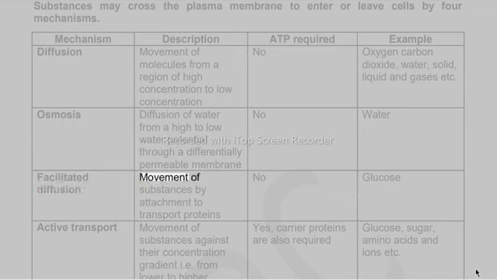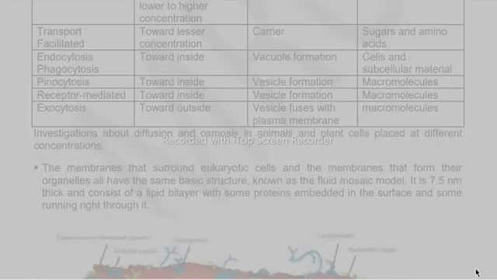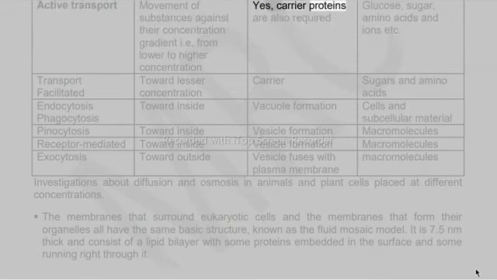Facilitated diffusion: movement of substances by attachment to transport proteins. No ATP. Example: glucose. Active transport: movement of substances against their concentration gradient, i.e. from lower to higher concentration. Yes, ATP and carrier proteins are also required. Examples: glucose, sugar, amino acids and ions, etc. Transport facilitated toward lesser concentration: carrier, sugars and amino acids.